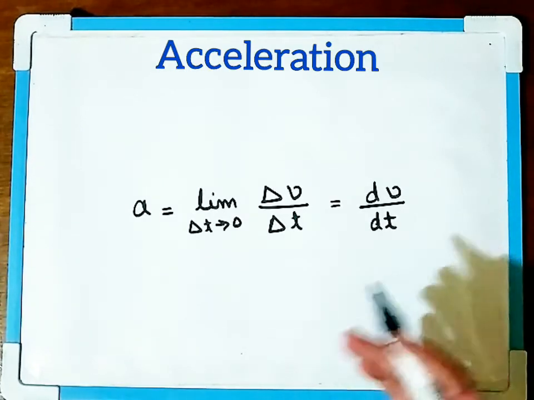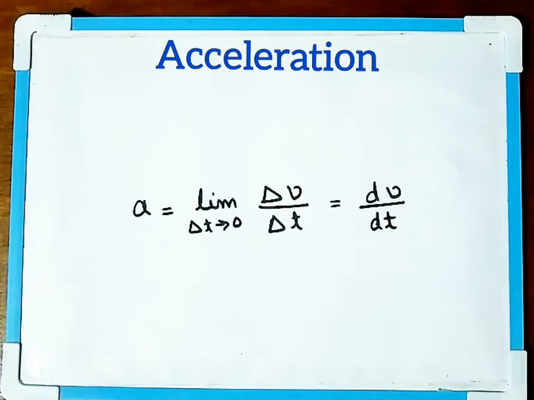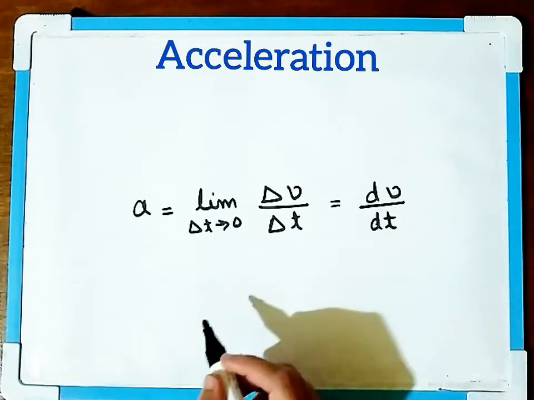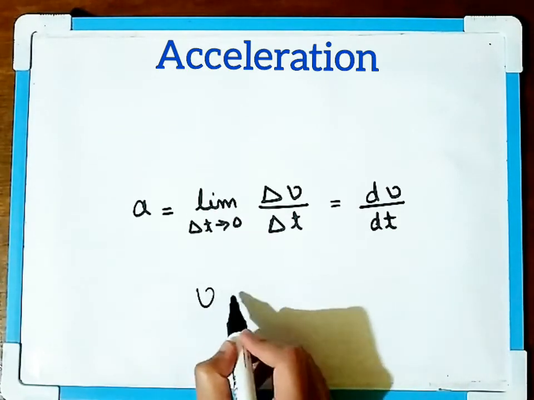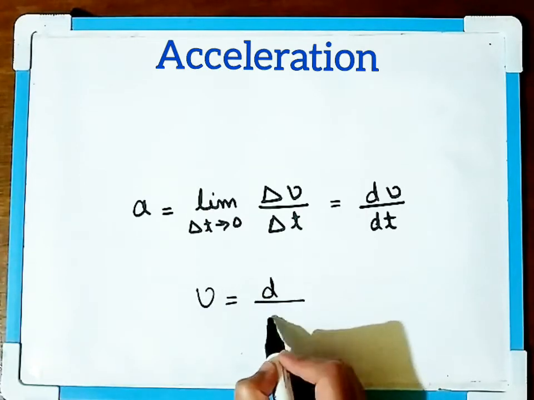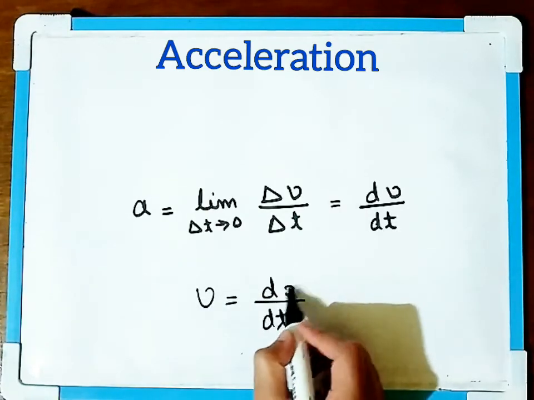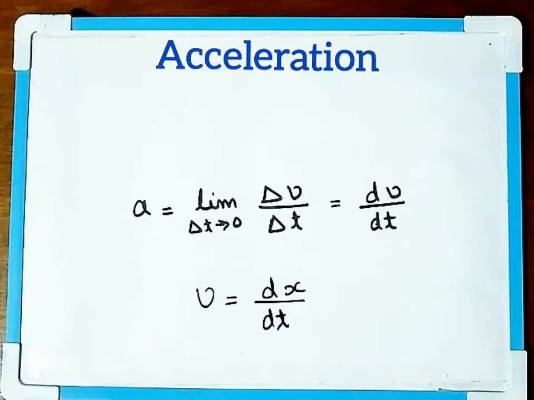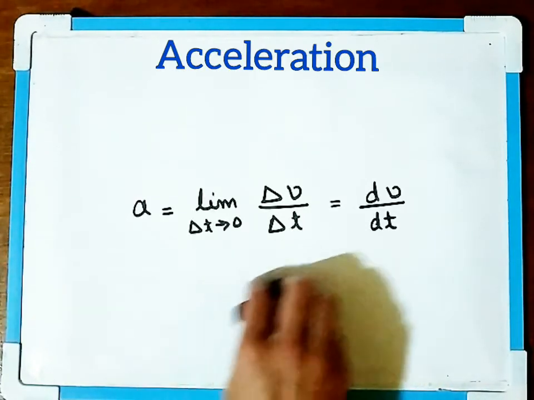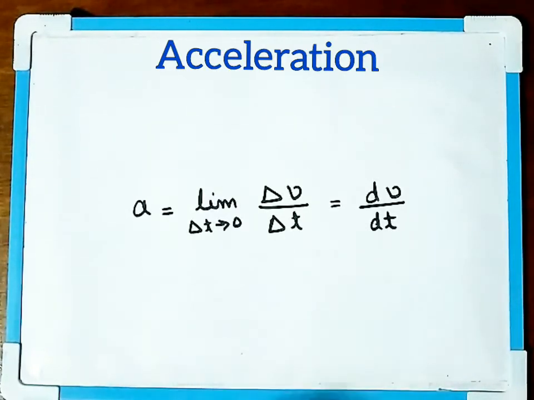So this is similar to the instantaneous velocity. Just to recall, instantaneous velocity is equal to dx by dt, the time derivative of the displacement x, which gives the instantaneous velocity. So here also the time derivative of the velocity will give you the instantaneous acceleration.